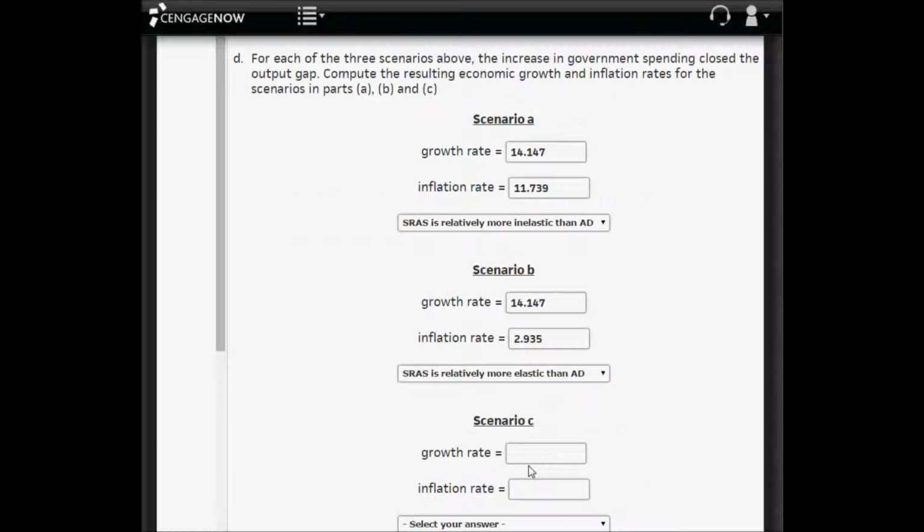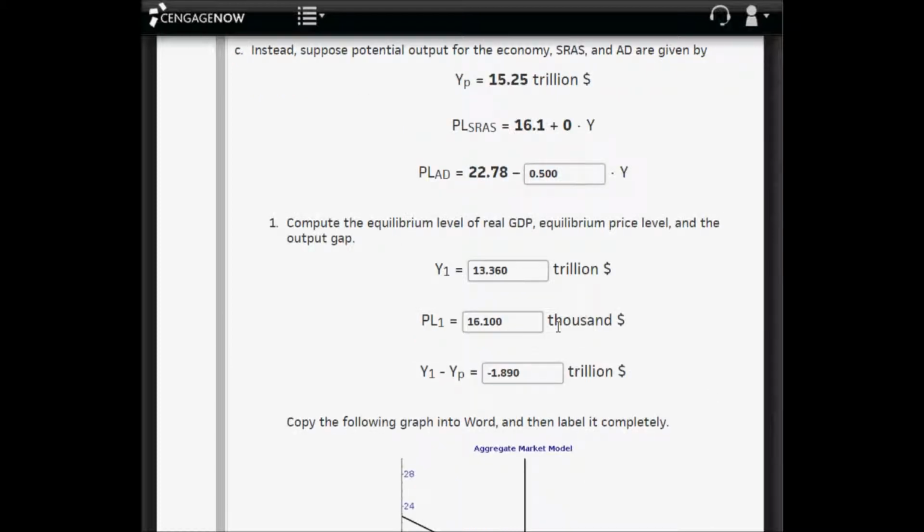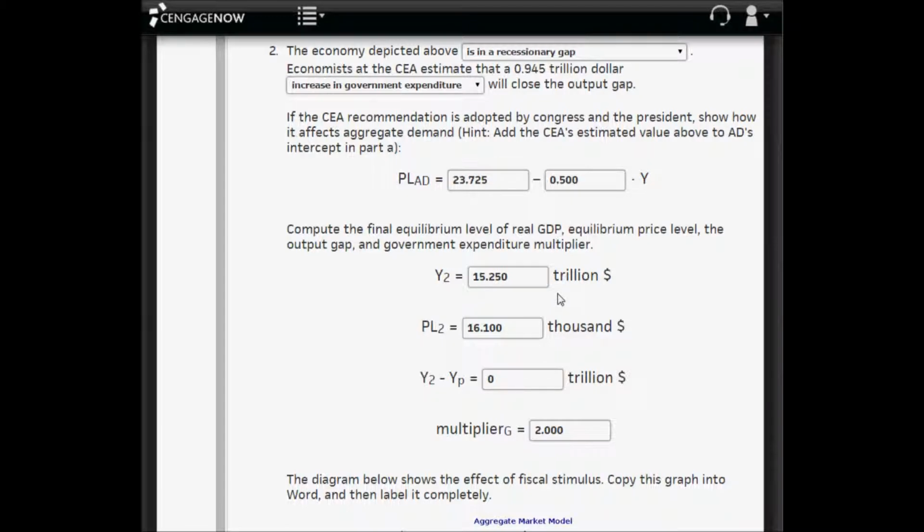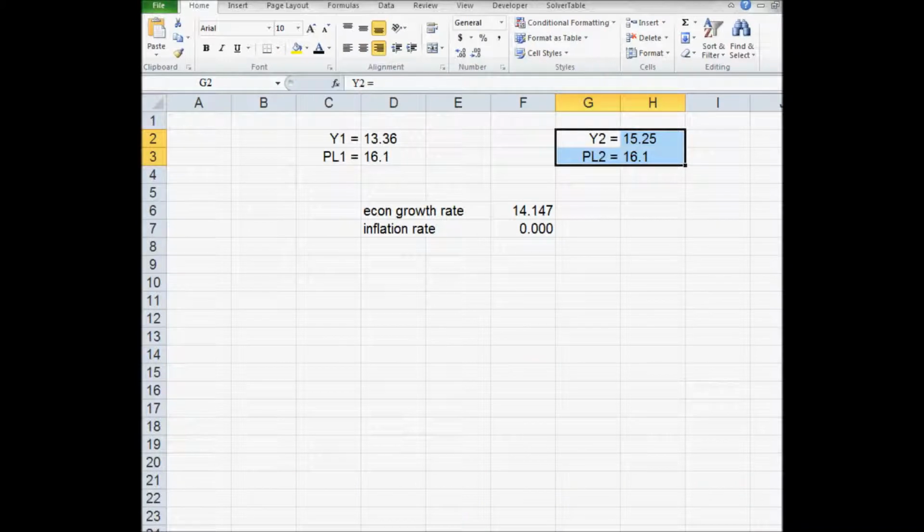In part D, we have to compute the growth rate and the inflation rate for scenario C. In scenario C, the initial level of GDP was $13.360 trillion. The initial price level was $16.100 thousand. And I pasted them right here. After the stimulus was passed and enacted by Congress and the President, real GDP increased to $15.250 trillion. The price level was constant because the aggregate supply curve is perfectly elastic. Those final values were pasted in Excel here.